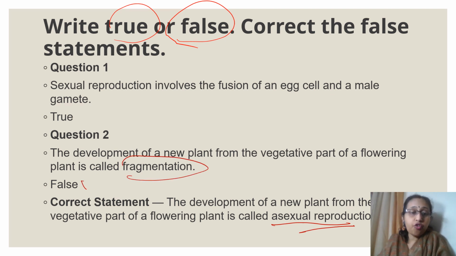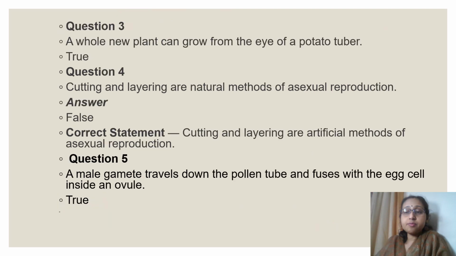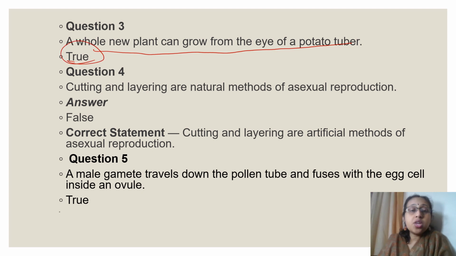This one is false. So you have to correct the statement, that is the development of new plant from the vegetative part of the flowering plant is called asexual reproduction. So let us see the next question. Now question 3, the whole new plant can grow from the eye of a potato tuber. That is true. Cutting and layering are natural methods of asexual reproduction.